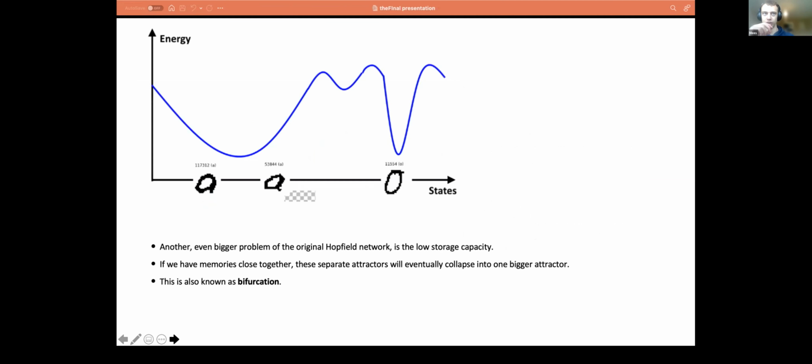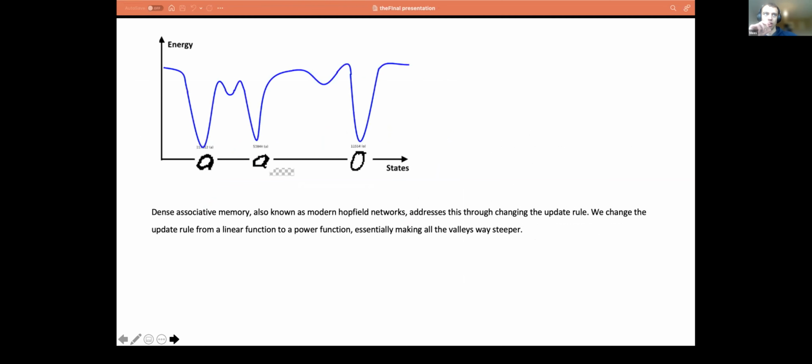So the modern Hopfield network, also known as dense associative memories, addresses both of these problems by changing the update rule. With this update rule, we basically go from a linear function in the energy to a power function, which makes the valleys way steeper. And as a result, we can store way more memories in the Hopfield network.